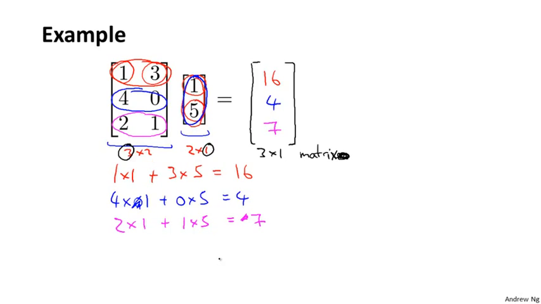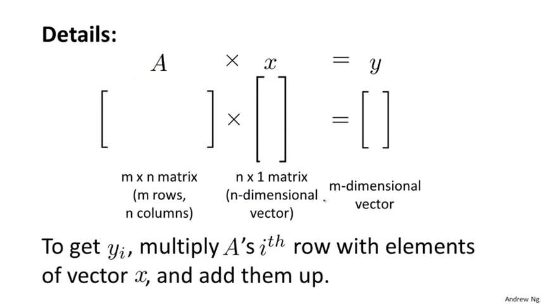So I realized that I did that pretty quickly, and you're probably not sure if you can repeat this process yourself, but let's look in more detail at what just happened and what this process of multiplying a matrix by a vector looks like. Here are the details of how to multiply a matrix by a vector. Let's say I have a matrix A and I want to multiply that by a vector X. The result is going to be some vector Y. So the matrix A here is an m by n dimensional matrix, so m rows and n columns, and I'm going to multiply that by an n by 1 matrix, or in other words, by an n-dimensional vector.